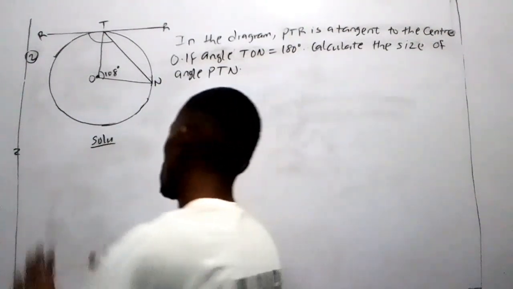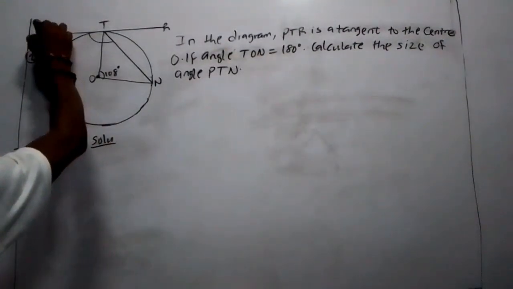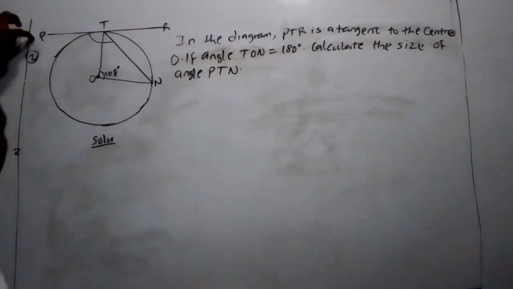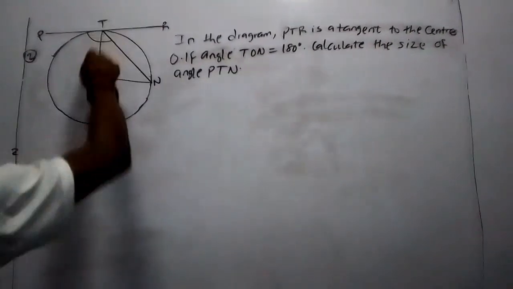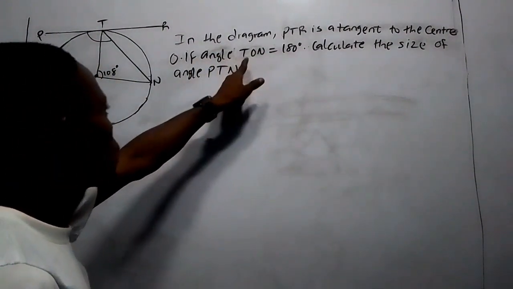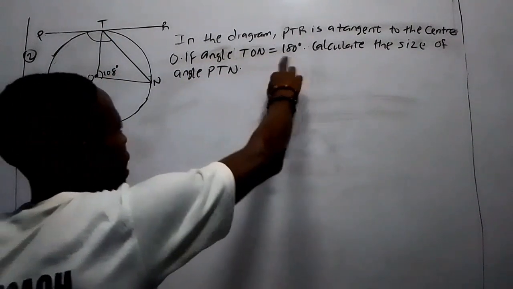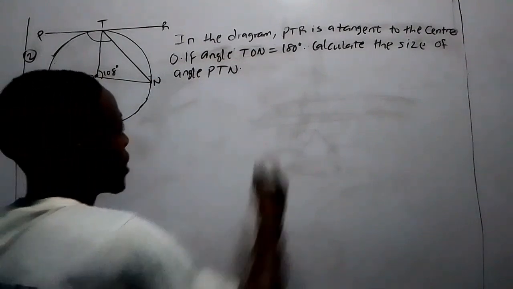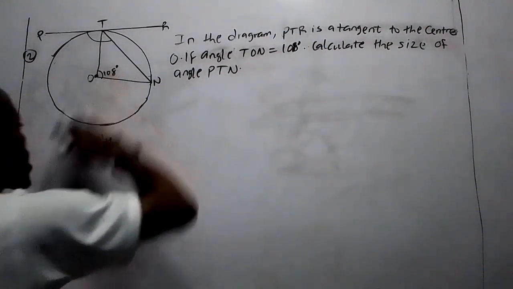So we have the diagram of this question here. In the diagram, PTR is the tangent. Okay, this is P, I made a mistake here. PTR is the tangent to the circle with center O, that is the center O. If angle TON is given as 108 degrees. There is a mistake in the question here, it's 108 degrees.